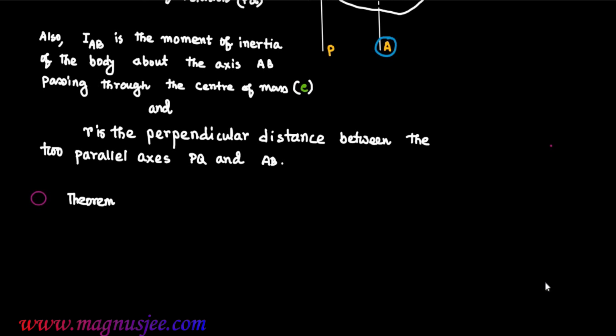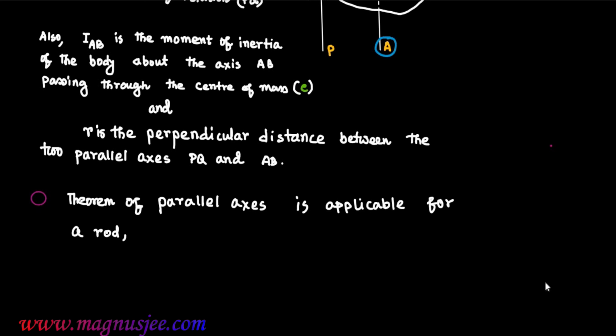Theorem of parallel axes for moment of inertia. The theorem of parallel axes is applicable for a three-dimensional or two-dimensional body, for a rod, a ring, a disc, and a solid sphere or hollow sphere, etc.